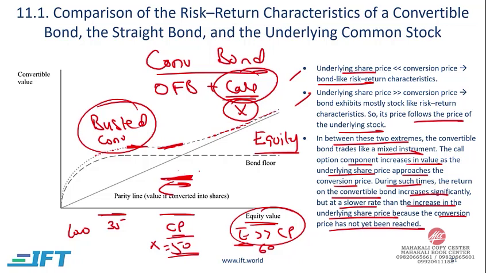But if the stock price does increase substantially, then, as I said before, the convertible bond starts behaving like equity. So to summarize, when the equity price is well below the conversion price, a convertible bond behaves like an option-free bond, and it's called a busted convertible because the convertible bit of this bond isn't really helping. When the equity price is much higher than the conversion price, then the convertible bond behaves like equity. So the risk return characteristics are like equity. And in between, the convertible bond behaves like a mixed instrument.